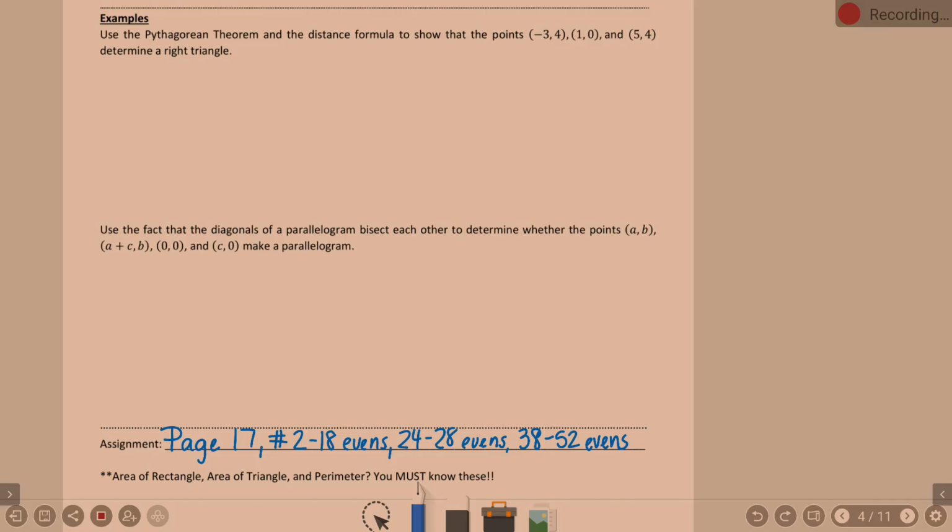Okay. First example. Use the Pythagorean theorem and the distance formula to show that the points -3, 4, 1, 0, and 5, 4 determine a right triangle. Are we gonna have to do distance formula on each of the thingies, and then whatever number we get for the distance, plug into Pythagorean theorem? Oh good. Now, okay, so distance formula for each of the thingies.